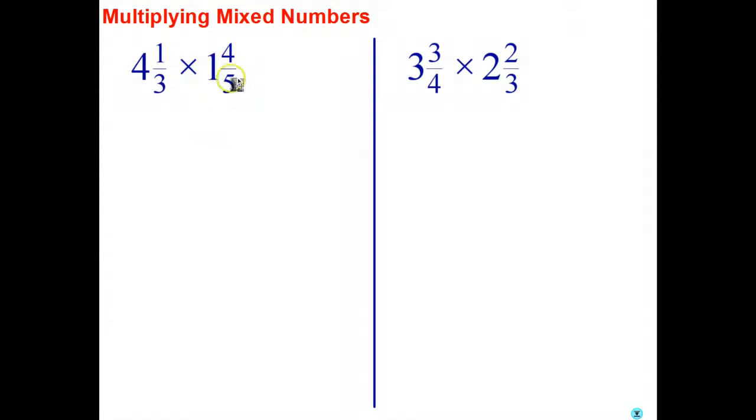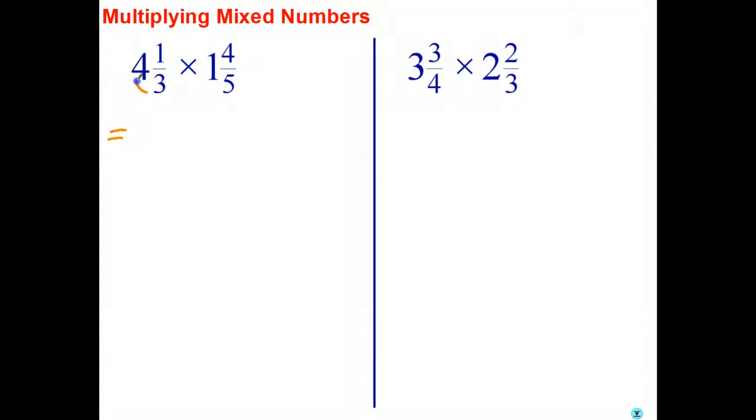So really the only way you can multiply mixed numbers is to convert them to improper fractions, multiply those out, maybe simplifying first, and then convert back to a mixed number. So we'll have a go at the first one and show you how it all works. The first step in multiplying mixed numbers is to convert them to improper fractions.